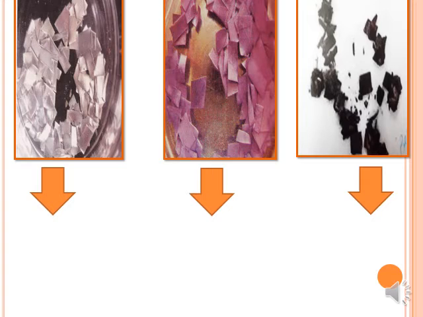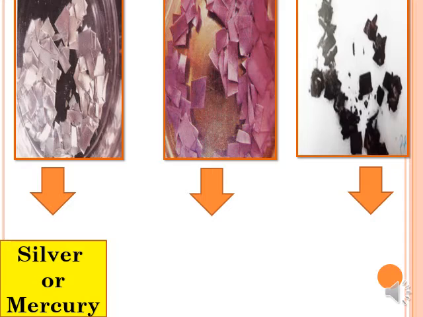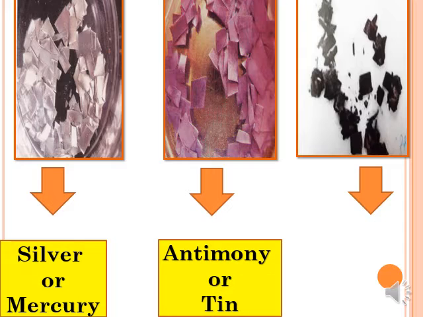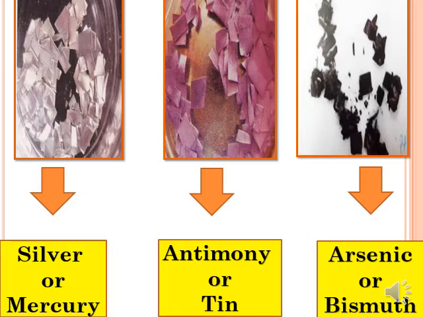If the foil has a mirror-like appearance, this means that the sample may be silver or mercury. But if it is violet in color, it indicates the presence of antimony or tin. If the foil is black or grayish in color, this means it may be arsenic or bismuth.